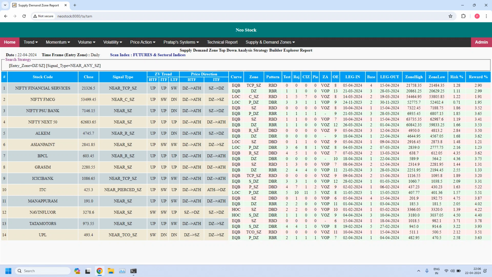Any other high liquidity? Here we have Alchem. Alchem is a fresh high liquidity zone, R_SZ. So you need to fine tune this zone and you need to identify a fresh fine tuned 5-minute zone. You can plan a trade, otherwise this zone will be violated. Let us identify any other high liquidity. There is one more, BPCL is there. It is already tested 4 times and 5 rejections. Check if there is any fresh fine tuned 5-minute zone.